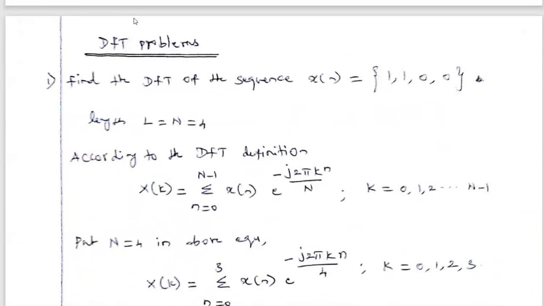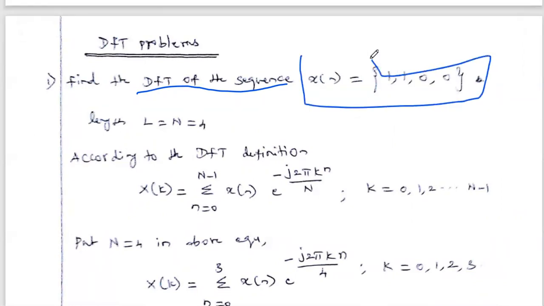Okay, so the first question: find the DFT of a sequence x of n equal to 1, 1, 0, 0. This is the question. What is the given sequence? It is a time domain sequence x of n, and this x of n has four samples: 1, 1, 0, 0. Now we have to find the DFT of this 4-sample sequence.